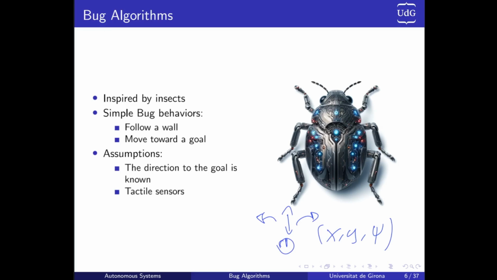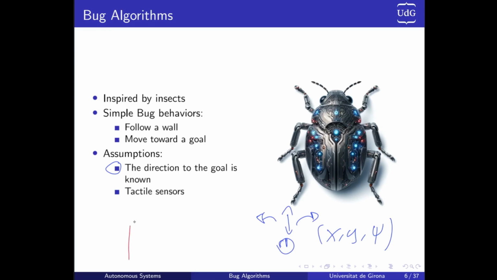Then here we need these two assumptions. First one, the direction. Let me put it in red, so maybe it will be easy for you to see. The direction to the goal. It means wherever we are, we need to know where the goal is. If the robot knows its own position, because it has some of the localization algorithms that you are studying with Pere Ridao, and the robot is able to know where it is in the world, and it knows the position of the goal, where it has to go, it is very easy to compute.